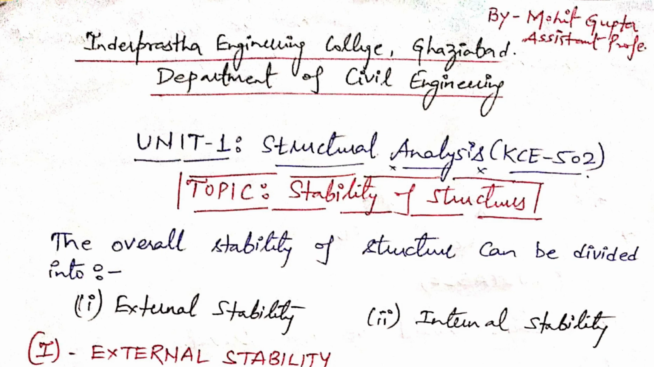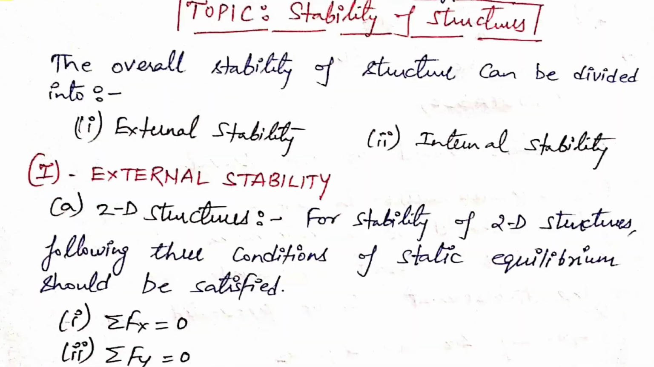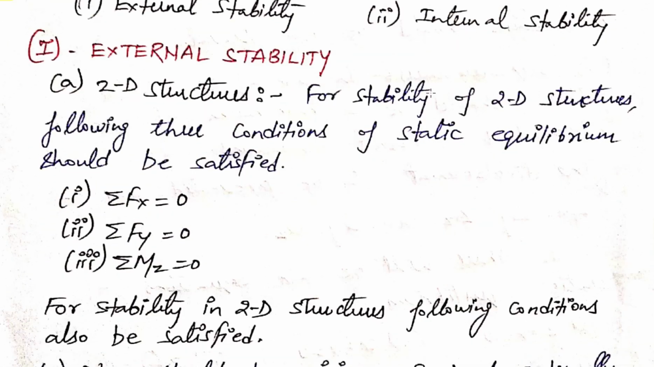So let's discuss external stability. In external stability for 2D structures, there should be no rigid body movement of the structure due to loading. So it should have support in the x direction, support in the y direction, and no rotation in the xy plane. So there are three conditions of static equilibrium which should be satisfied.